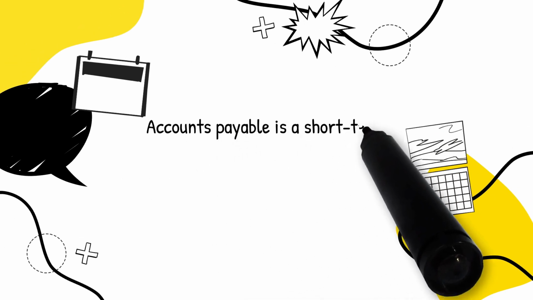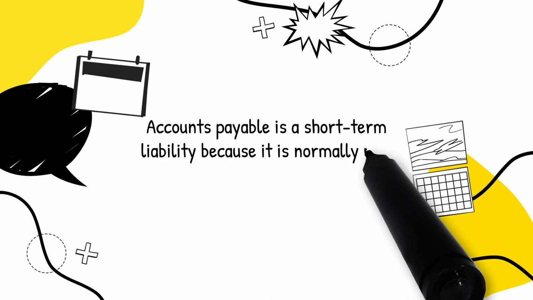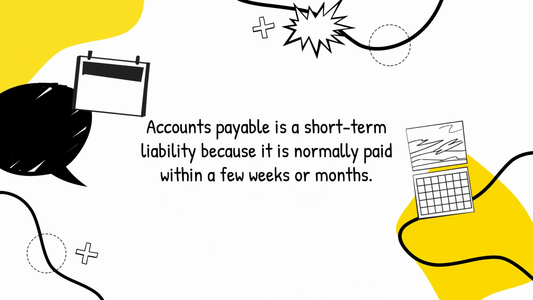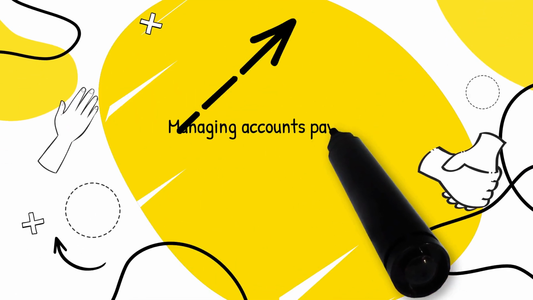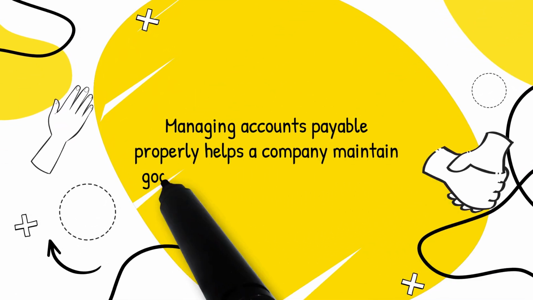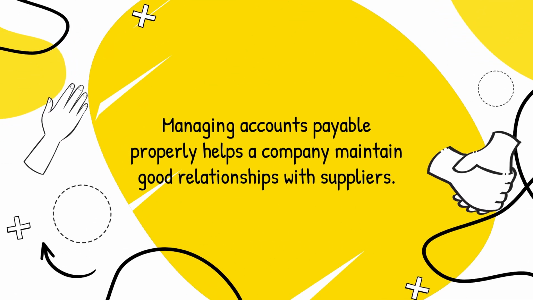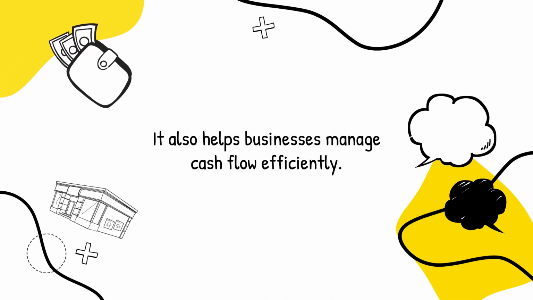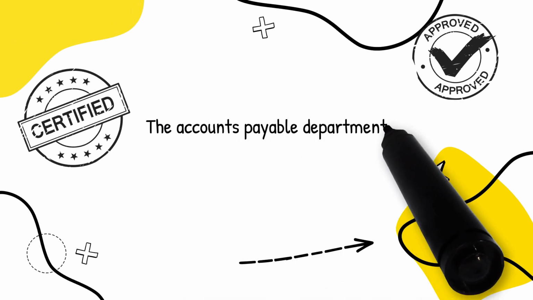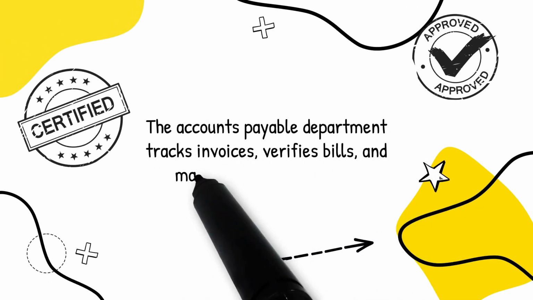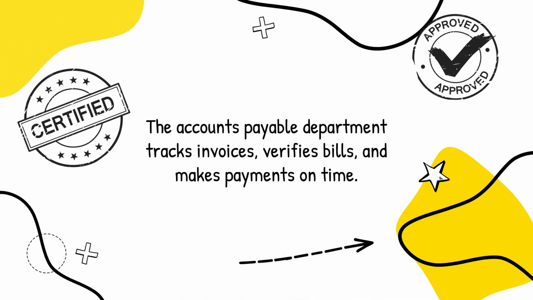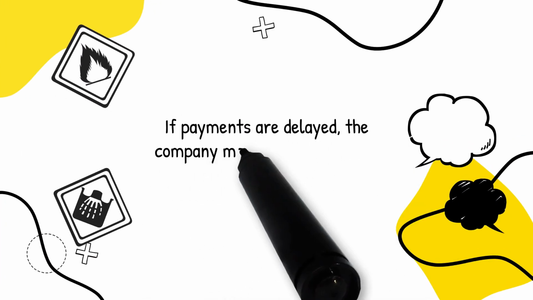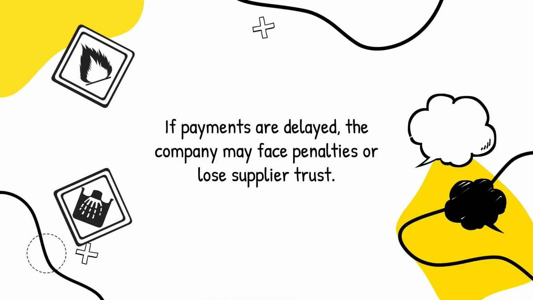Accounts payable is a short-term liability because it is normally paid within a few weeks or months. Managing accounts payable properly helps the company maintain good relationships with suppliers. It also helps businesses manage cash flow efficiently. The Accounts Payable Department tracks invoices, verifies bills, and makes payments on time. If payments are delayed, the company may face penalties or lose supplier trust.